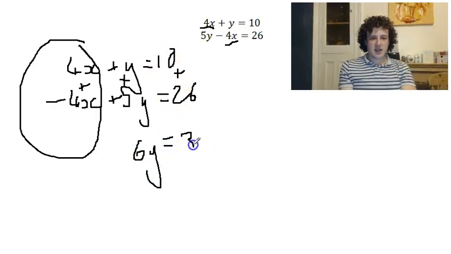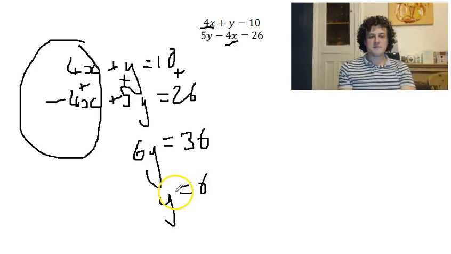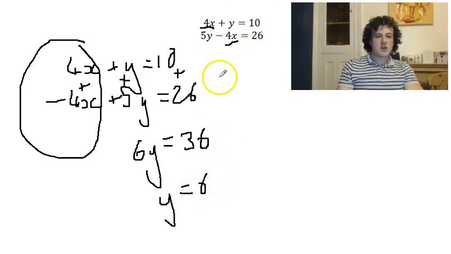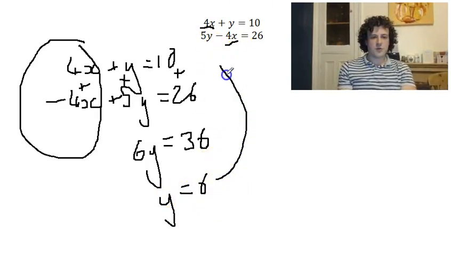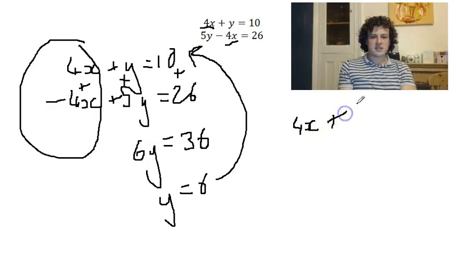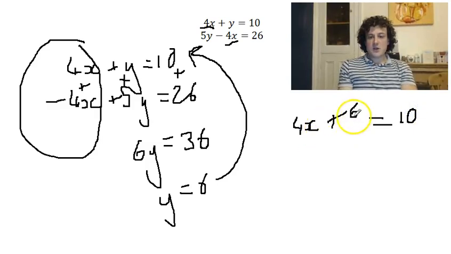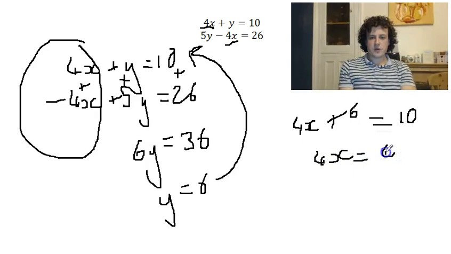And add them together and we get 36. 10 plus 26. Divide by 6 and you get that y equals 6. Put that back into, I think I prefer the one like this, with just a single y. So we get 4x plus 6 equals 10. Take away 6 from both sides. 4x equals 4. X equals 1.